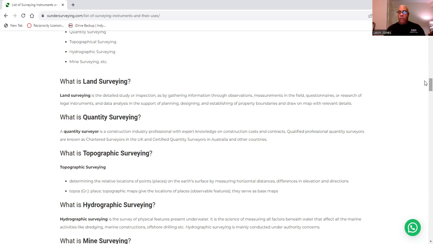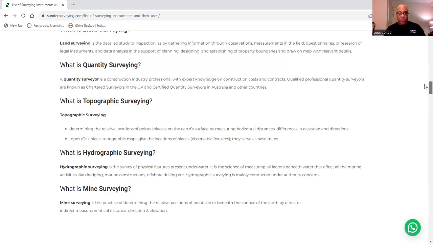Now, here's one that you're probably familiar with, as I talked about it. What is topographical surveying? Well, we call them topos, but a topographical survey is based on determining the relative locations of points and places on the Earth's surface by measuring horizontal distances, differences in elevations, and of course, directions. Topos, or topographical maps, give the locations of places and observable features, and they serve as base maps.